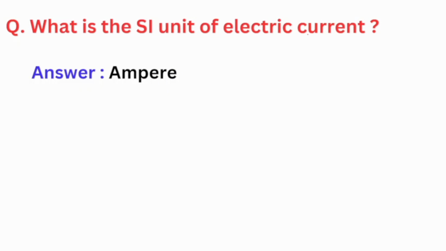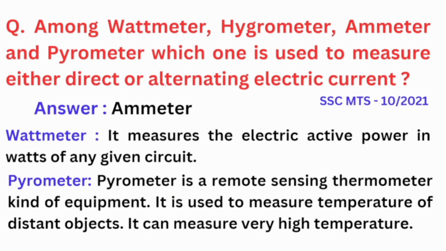What is the SI unit of electric current? It's a very common question. The answer is ampere. Next is among wattmeter, hygrometer, ammeter and pyrometer, which one is used to measure either direct or alternating electric current? The answer is ammeter. Ammeter is an instrument used to measure the magnitude of the current.